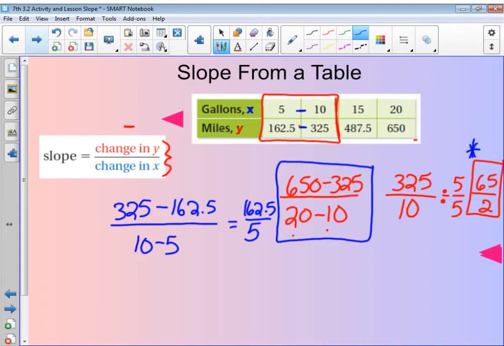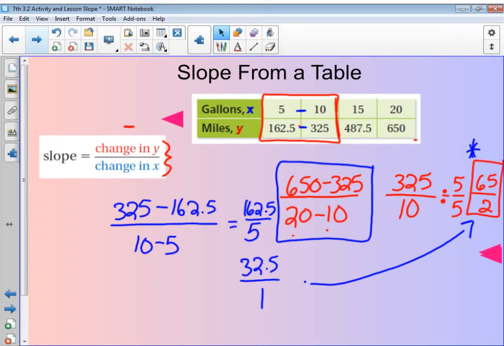Okay, and I know, yes, you could reduce it down and say something over 1, and if I did the 162.5 divided by 5, it ends up giving me 32.5 over 1, but once again, I can't leave a decimal in my slope, which means I would have to double that to get that 0.5 out of there, which is going to end up taking us back to the 65 over 2. Okay, so when you see decimal numbers, if they give you some where there's whole numbers, work with the whole number sets. Okay, so that's working with the table.